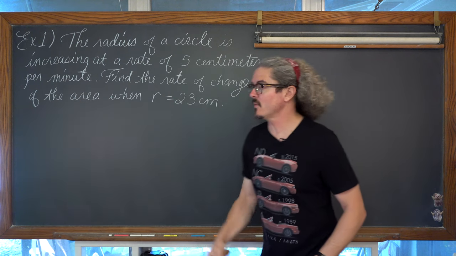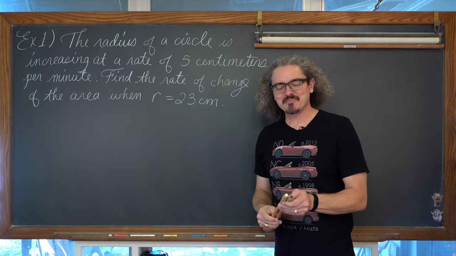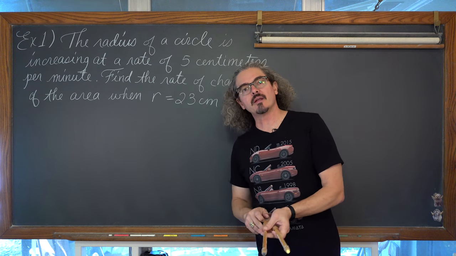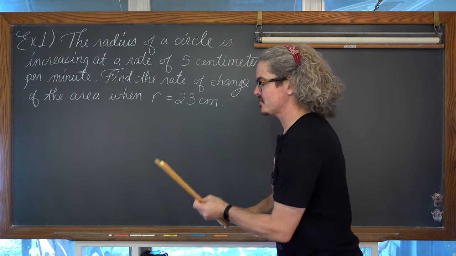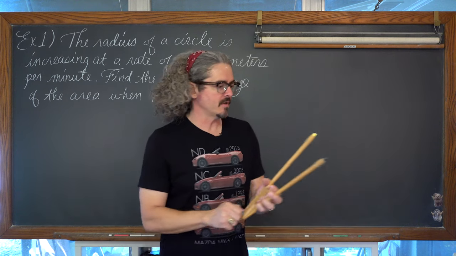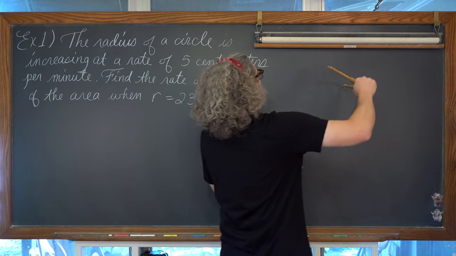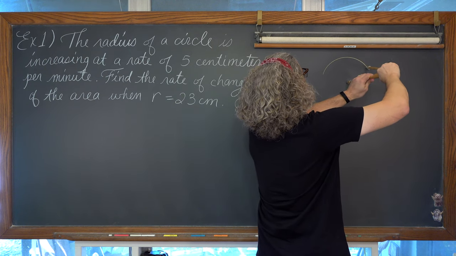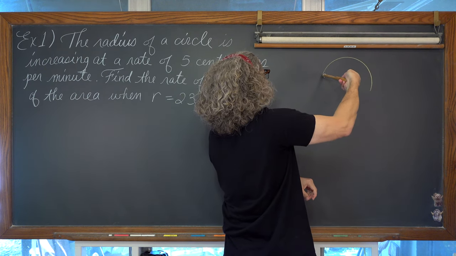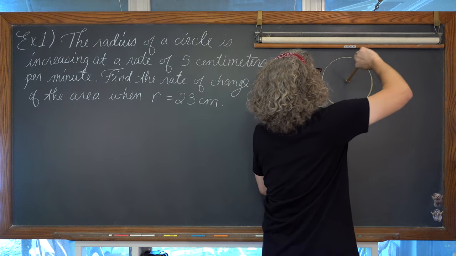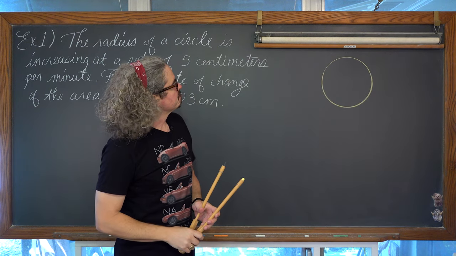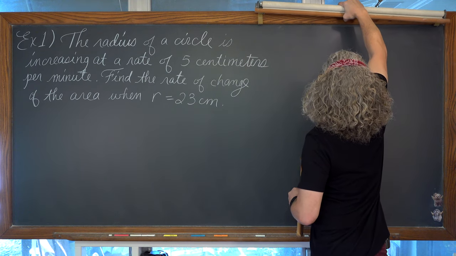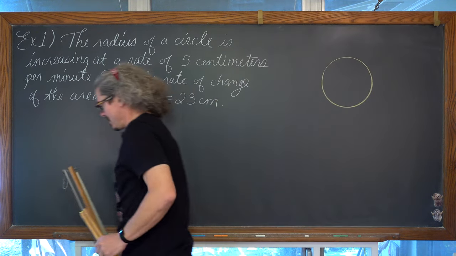Okay, I read the story. And part of our directions were to draw a picture. So I'm just going to pick an arbitrary radius and draw a circle. Make it big enough that we can actually see it. So here we go. There is a circle. And I'm going to make the circle a little bigger. So let me get this out of the way. I'm going to make it bigger a couple of times.